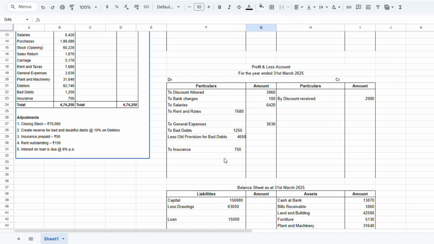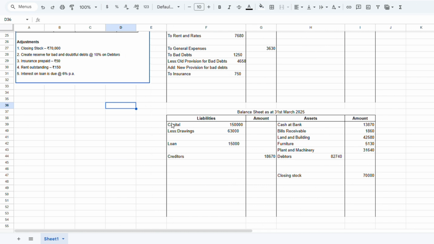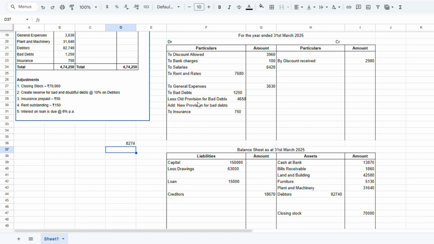Next, create reserve for bad and doubtful debts 10% on debtors. Our debtors is 82,740. Multiply by 10%, 82,740 at 10% is 8,274.